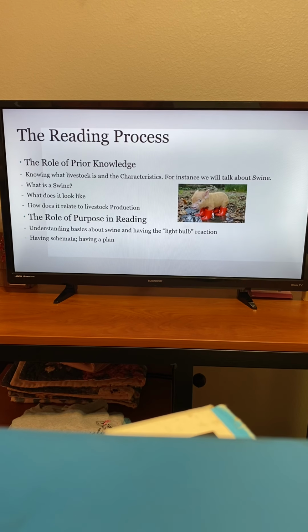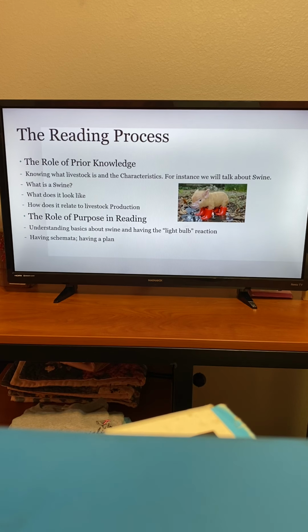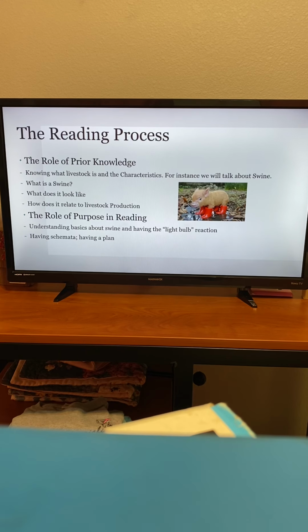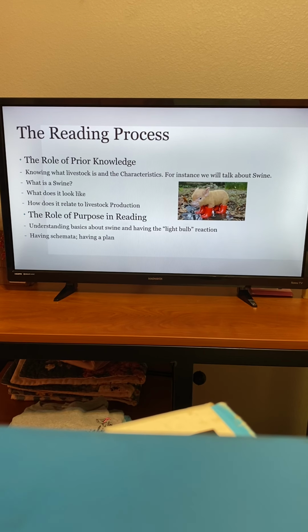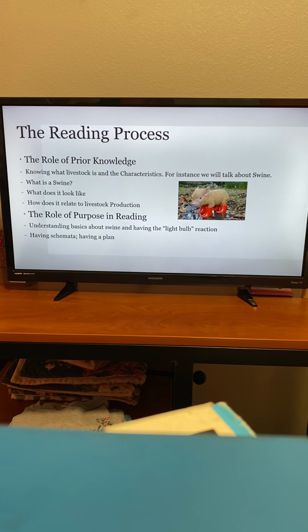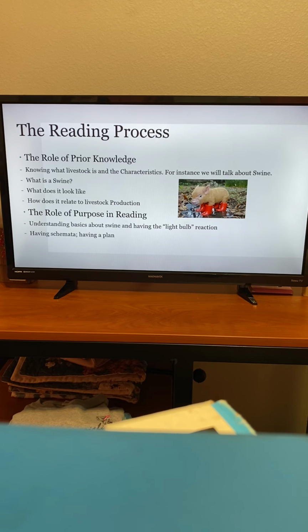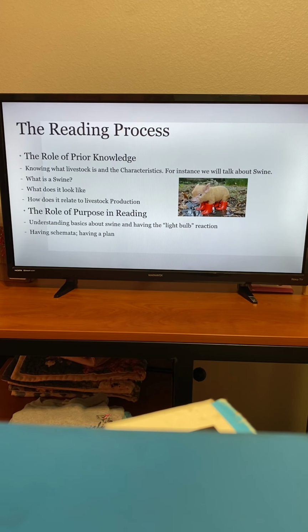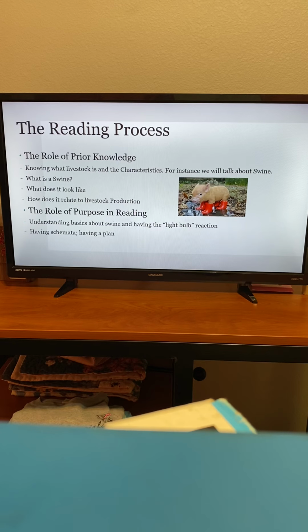The reading process. So there's two parts to this. The role of prior knowledge. Students should know what livestock is. For example, knowing what that is and then going into talking about swine. So the topic we're going to use is swine. So they should know what swine is. It's a pig. They should be able to know characteristics of it, what it looks like, how it functions, its living spaces, stuff like that. So they need to know things before coming into talking about livestock production.